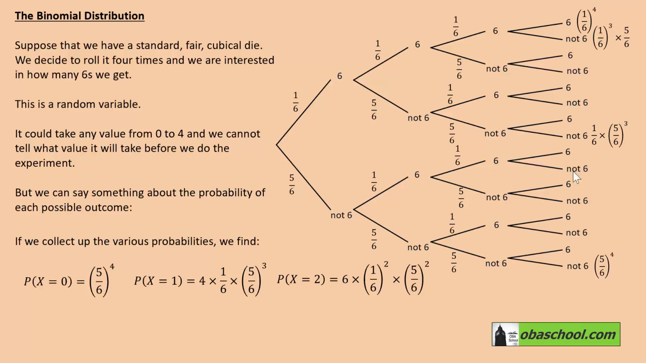There are 6 of these outcomes down here where we get 2 6s and 2 non-6s. And finally, to get 4 6s, that's straight across the top of the diagram, so it's 1/6 to the power 4.